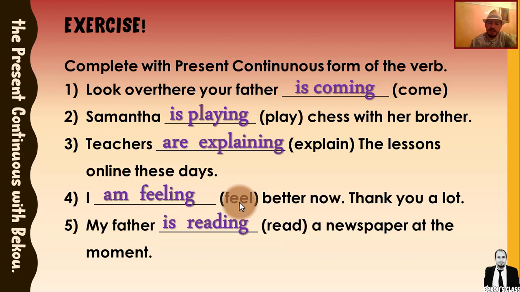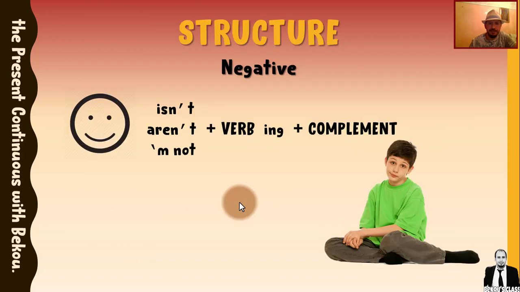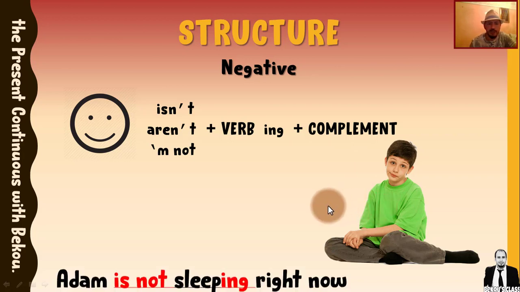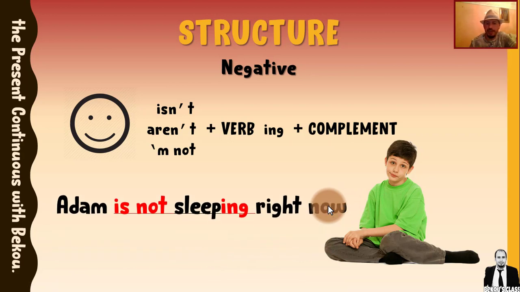Okay, now let's move on to the negative. So here is the structure. We have the subject, and we have the verb to be in the negative, and then we have the main verb plus ing, the gerund, and then we have the complement. Now look at this boy here. What is he doing? Or what is he not doing? So Adam is not sleeping right now. He is sitting. Adam is not sleeping right now.